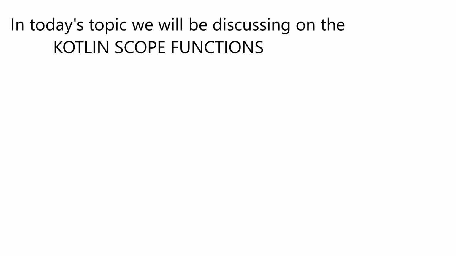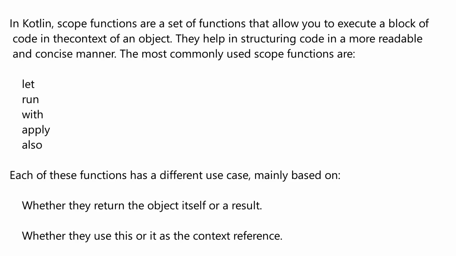In today's topic, we'll be discussing the Kotlin scope functions. In Kotlin, scope functions are a set of functions that allow you to execute a block of code in the context of an object. They help in structuring code in a more readable and concise manner. The most commonly used scope functions are let, run, with, apply, and also.